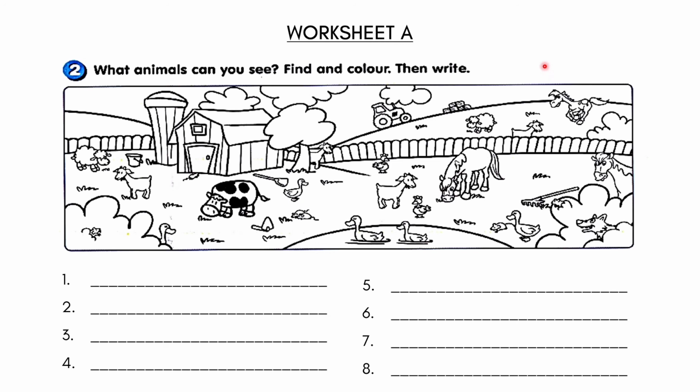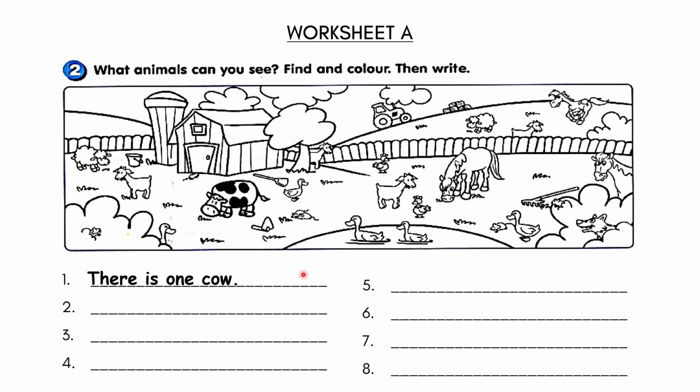Now, what you have to do is to find the animals, all the animals you can see, and color them. Right? You will have to find the animals you can see and color them. And then I want you to write sentences. Okay, let me show you how. Okay, this is the first example. There is one cow. See, you find a cow and then you write here. There is one cow.